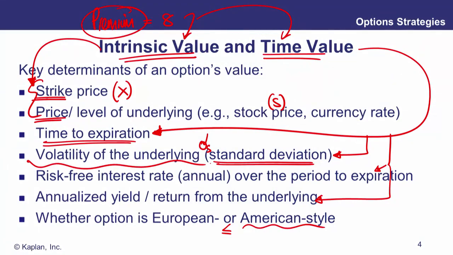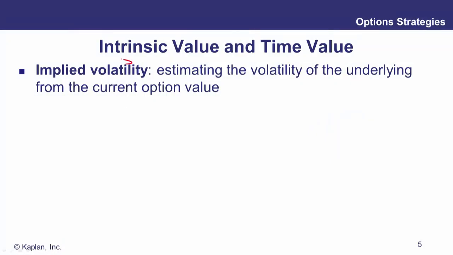Now, whilst the volatility of the underlying is used in option pricing models to get out the option premium, we could always look at the option premium and back out what the market's view on volatility over the life of the option is. If you like, we can always look at the option price and back solve for what the market's view on volatility is. This is what's called implied volatility: using the option's premium or price to estimate the volatility of the underlying from the current option value.